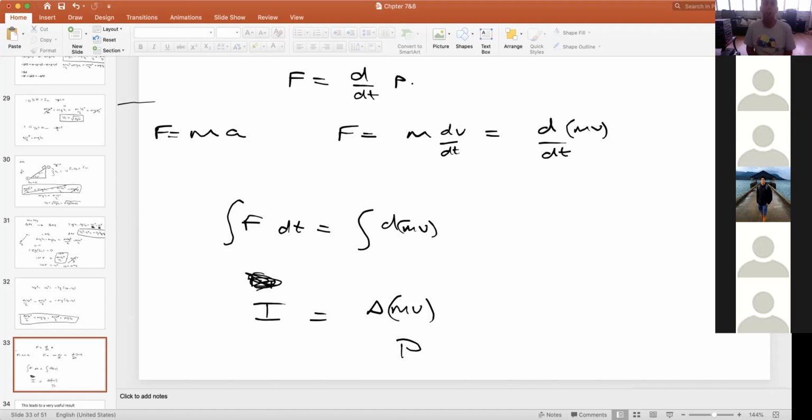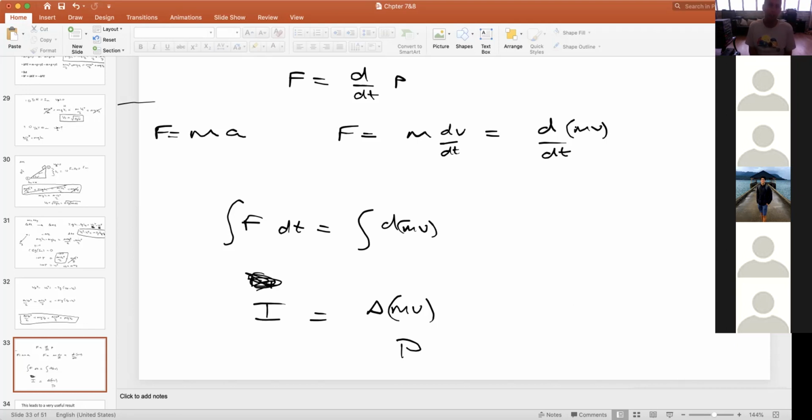The weird thing about momentum, though, is those of you who are really observant might realize that if this is true, that means that mass can change. And yep, mass can change. Mass could be the thing that's changing if the momentum's changing. And we'll talk about that.